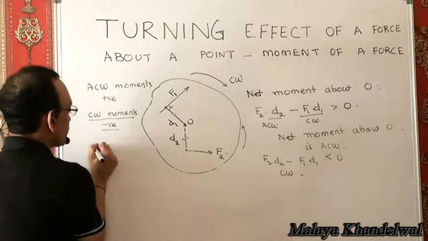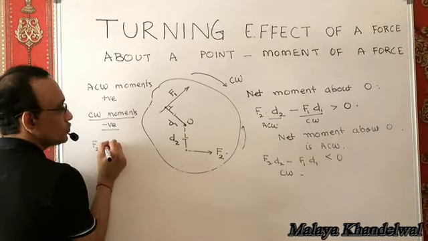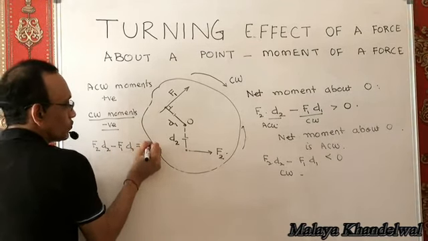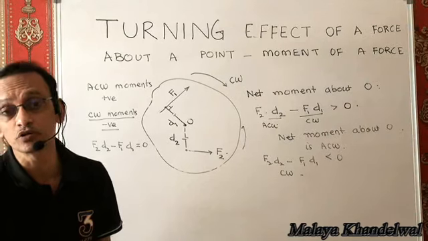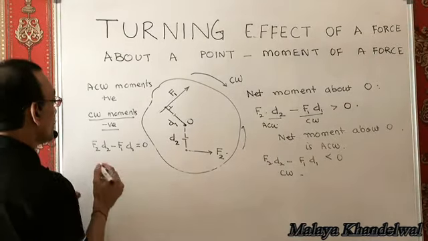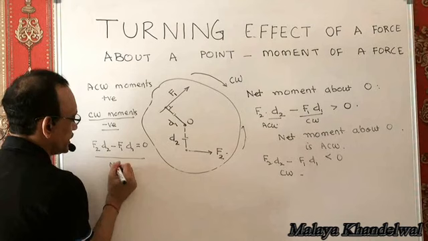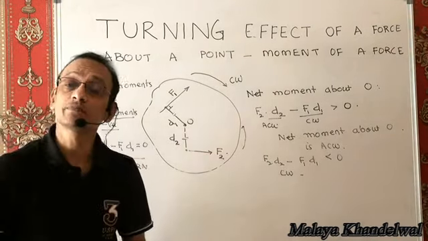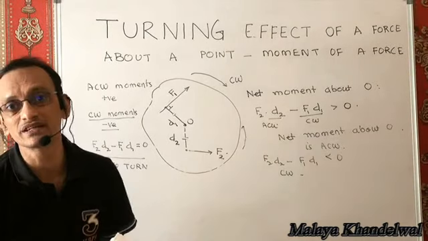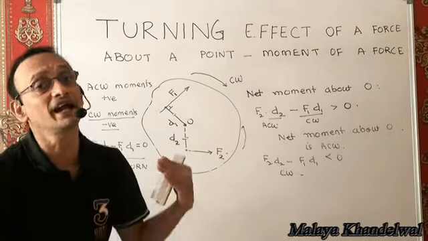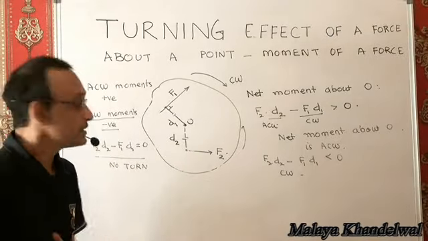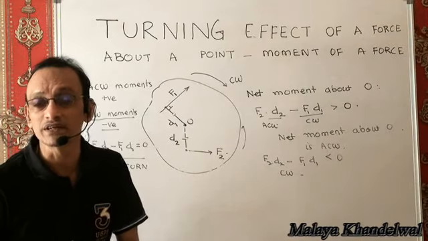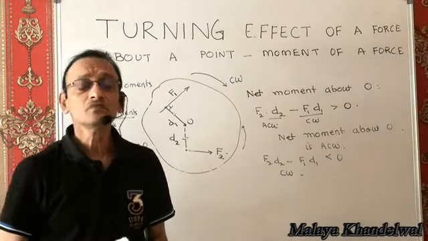And if F2 D2 minus F1 D1 is equal to 0, then there is no net turning effect produced about O. It will not turn at all. No turn at all will be produced, because the magnitude of the clockwise and anti-clockwise moments are equal. So no turning produced if the clockwise moments become equal to anti-clockwise moments. Yes or no? Right?